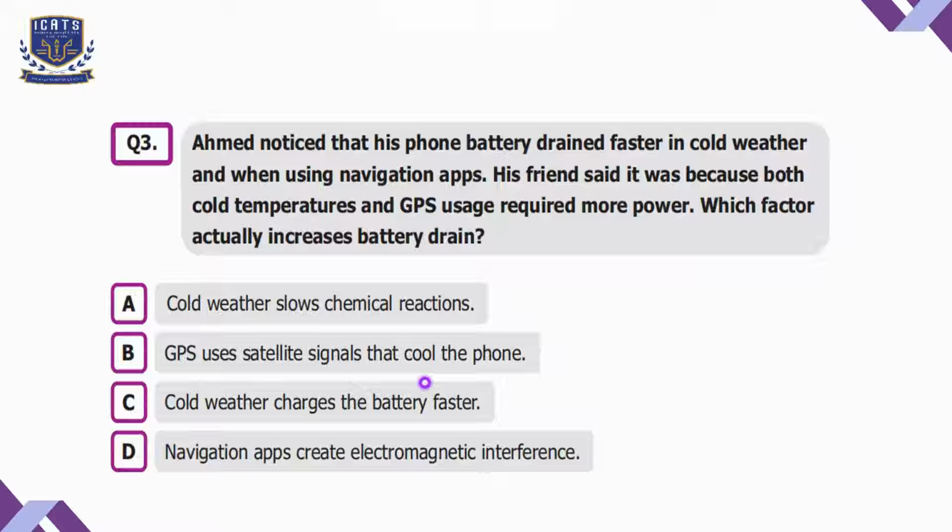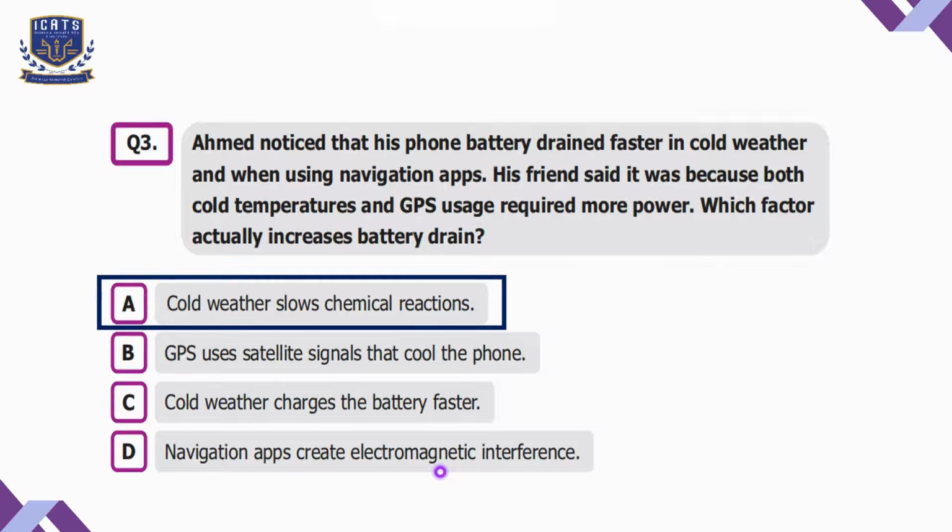Let's check the other options as well. Option B is GPS uses satellite signals that cool the phone, which is not right because GPS signals do not cool the phone. Instead, GPS usage generates heat from increased processor activity. Option C is cold weather charges the battery faster, which is also false because cold weather actually slows down charging and reduces battery efficiency. Option D is navigation apps create electromagnetic interference, which is not the basic reason. Electromagnetic interference from navigation apps is minimal and does not significantly impact battery drain. So we will select option A here.